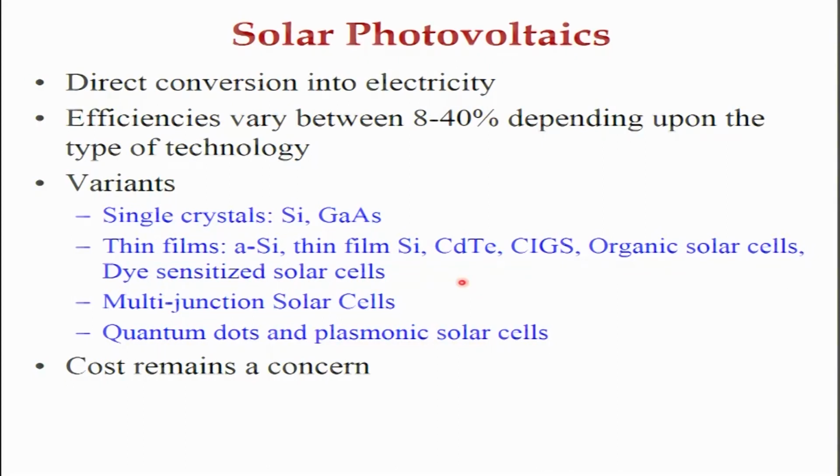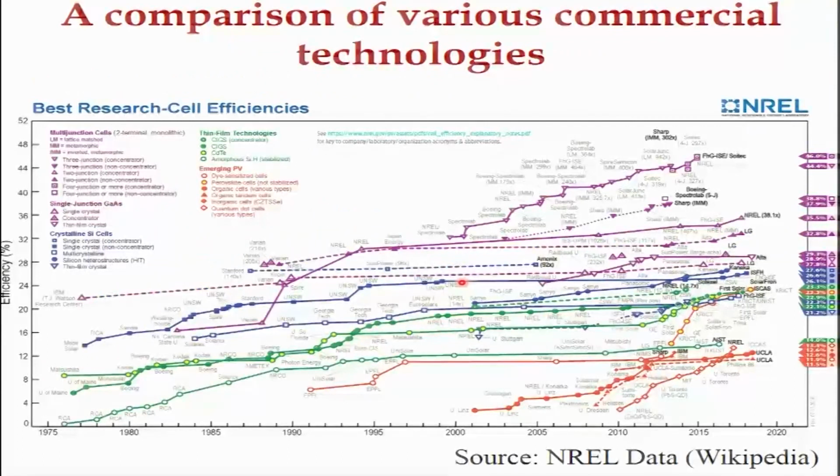There are various variants: single crystal technologies such as silicon and gallium arsenide, thin film, amorphous silicon, thin film silicon, cadmium telluride, CIGS, organic, dye sensitized. Then we have multi-junction solar cells, quantum dots, plasmonic solar cells, a variety of technologies. For many of these technologies cost is a problem right now, but solar photovoltaics technology is getting very cost competitive.